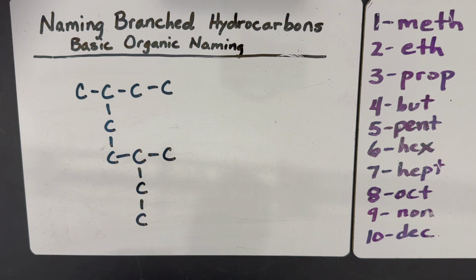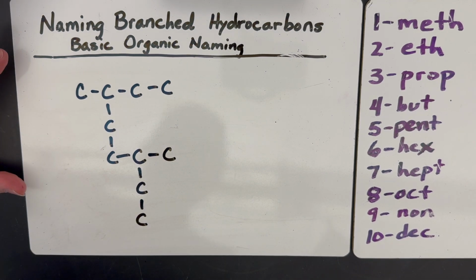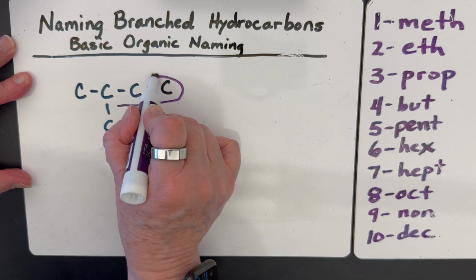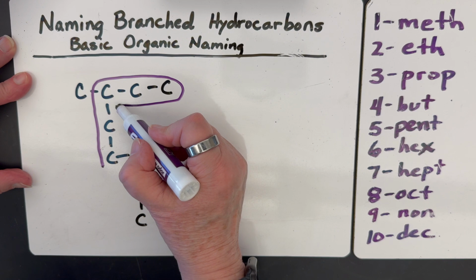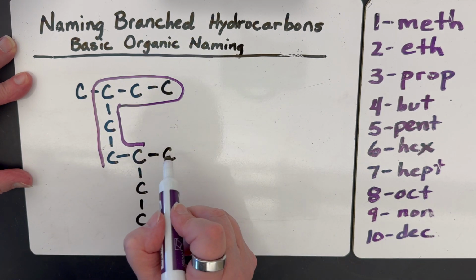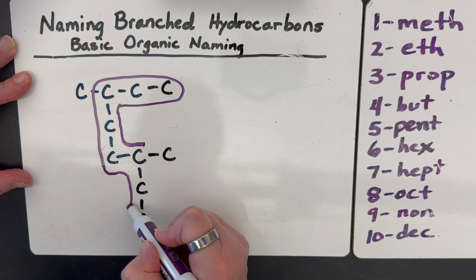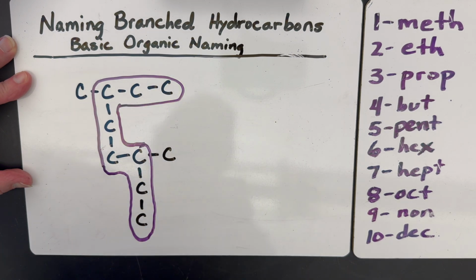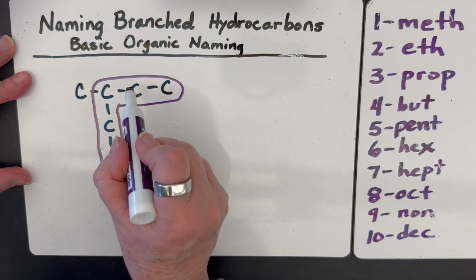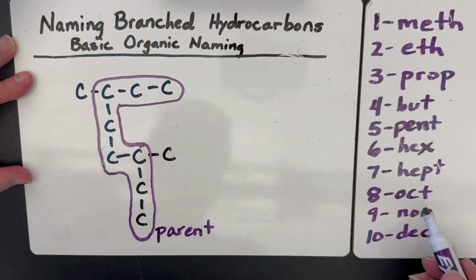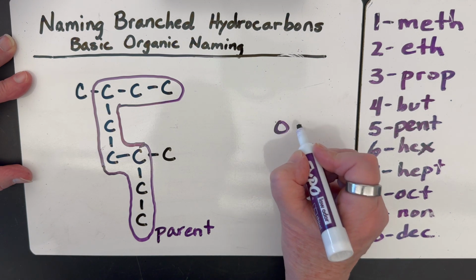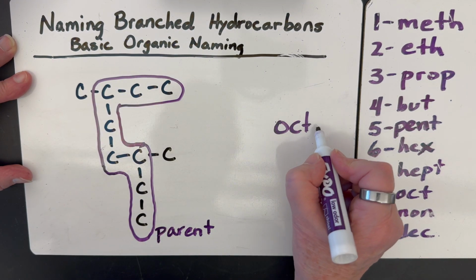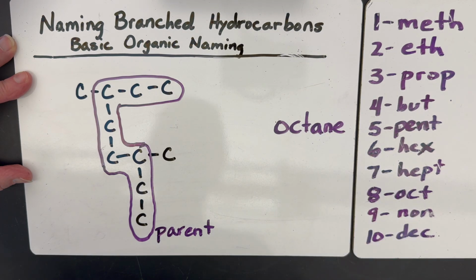Let's try another one. This one's going to be tricky, finding the parent group. But remember, we want the longest one that we can find that doesn't back up. So I want to use this side, and if I go straight across, I just get one more, but if I go down, I get 2 more. So notice your parent group can bend all over the place. 1, 2, 3, 4, 5, 6, 7, 8 in the parent group. So that's going to be oct, all single bonds, ane, octane.